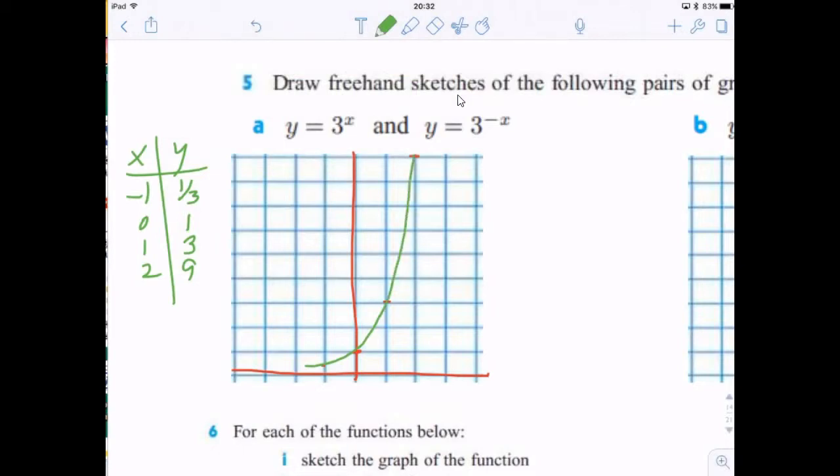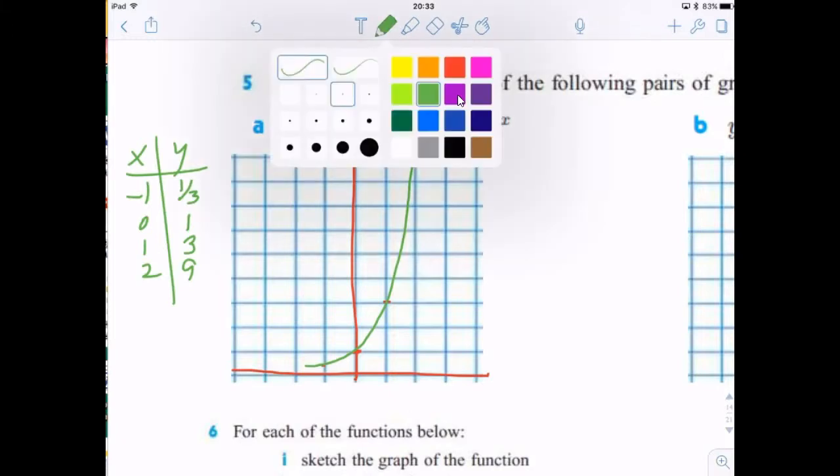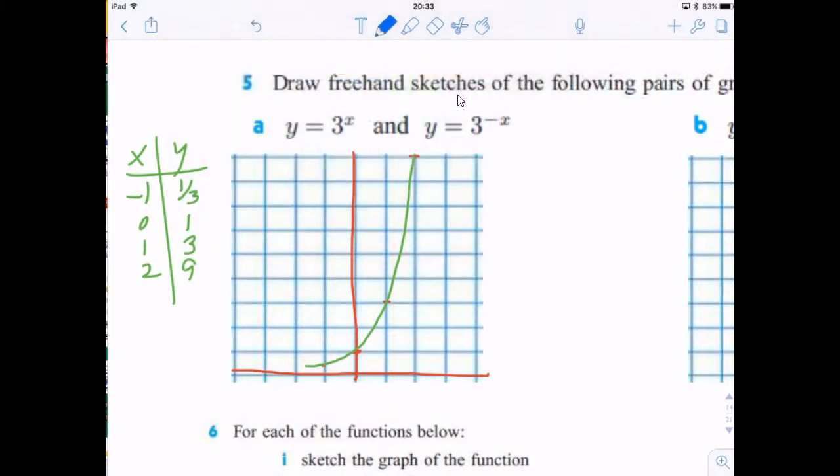Okay, then it says graph 3 to the negative x. If you remember from the investigation, 3 to the negative x basically is going to reflect it about the y-axis. But just to confirm, we'll go ahead and put in similar values here.